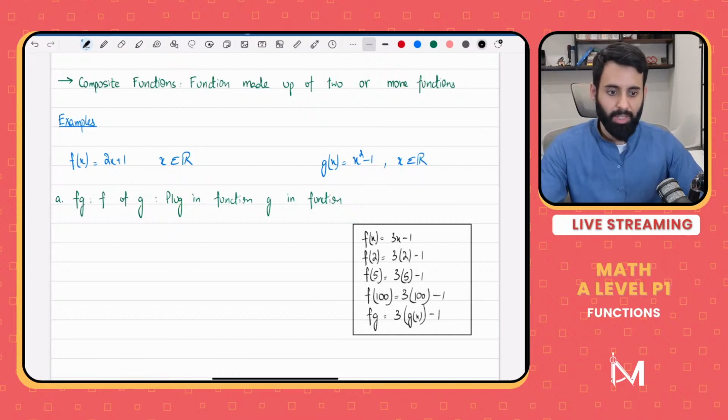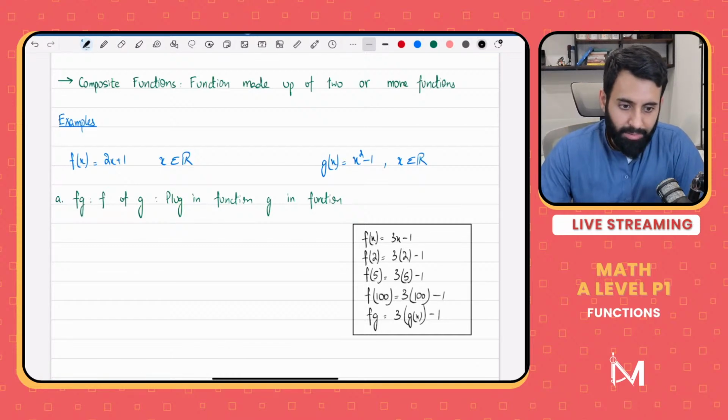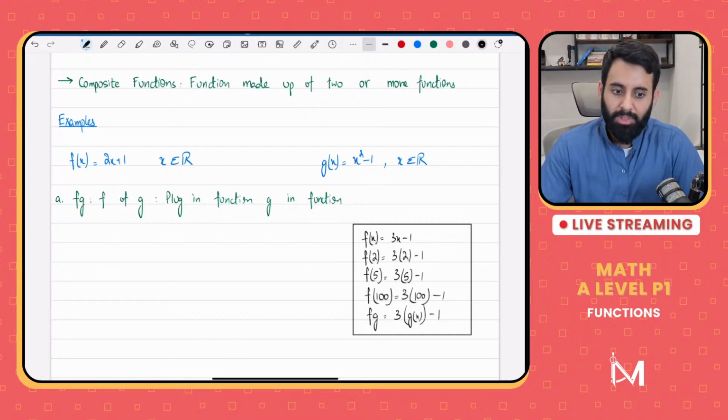So let's find out f of g. O-levels inshallah, O-levels hogi inshallah Saturday night ya Sunday night. Theek hai? Achha, please stop spamming.